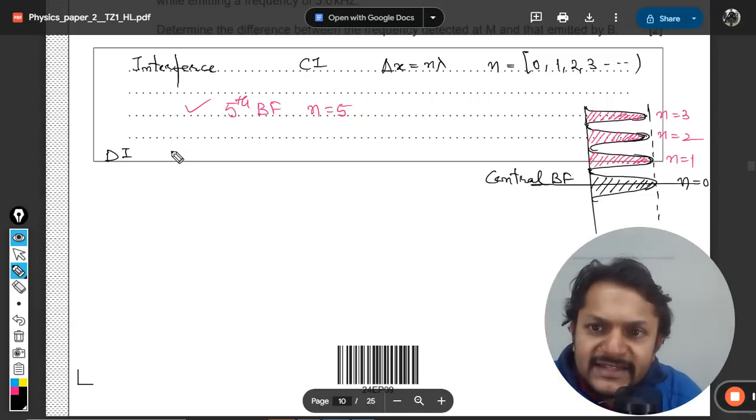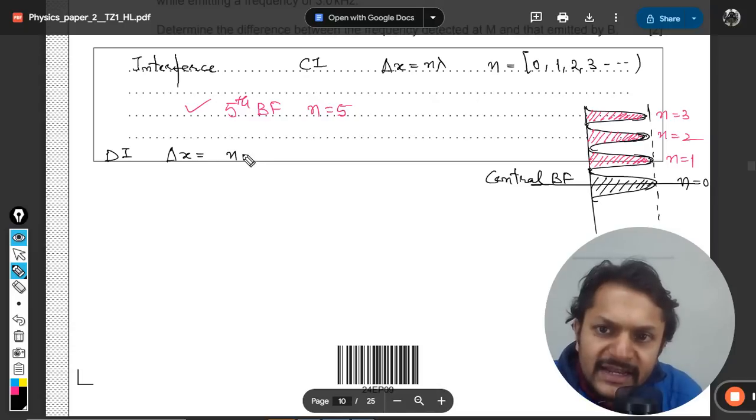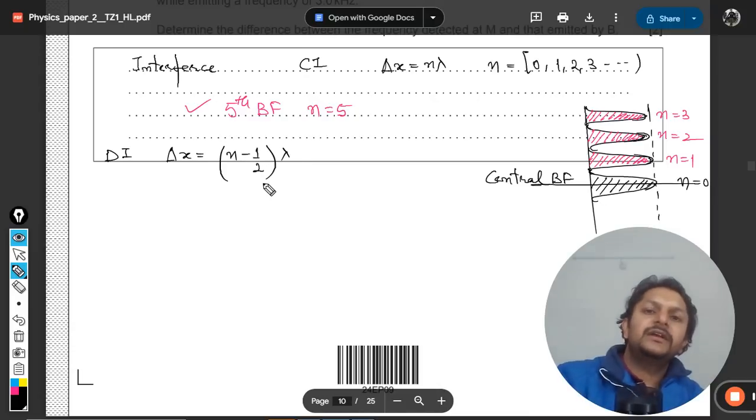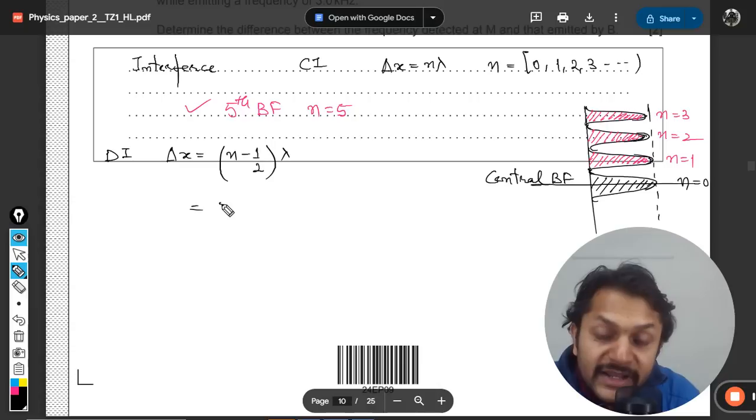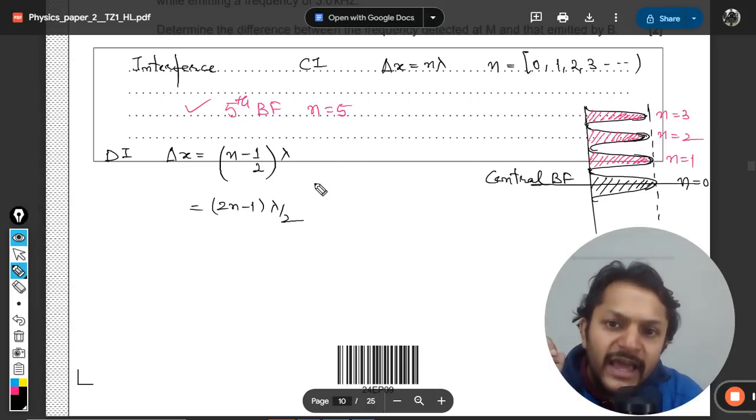So in this case, delta x, first of all, I'm going to teach you what is my method. I say that it is n minus half into lambda. It can also be written as 2n minus 1 into lambda by 2. And in these kinds of formulas, the n value starts with 1.